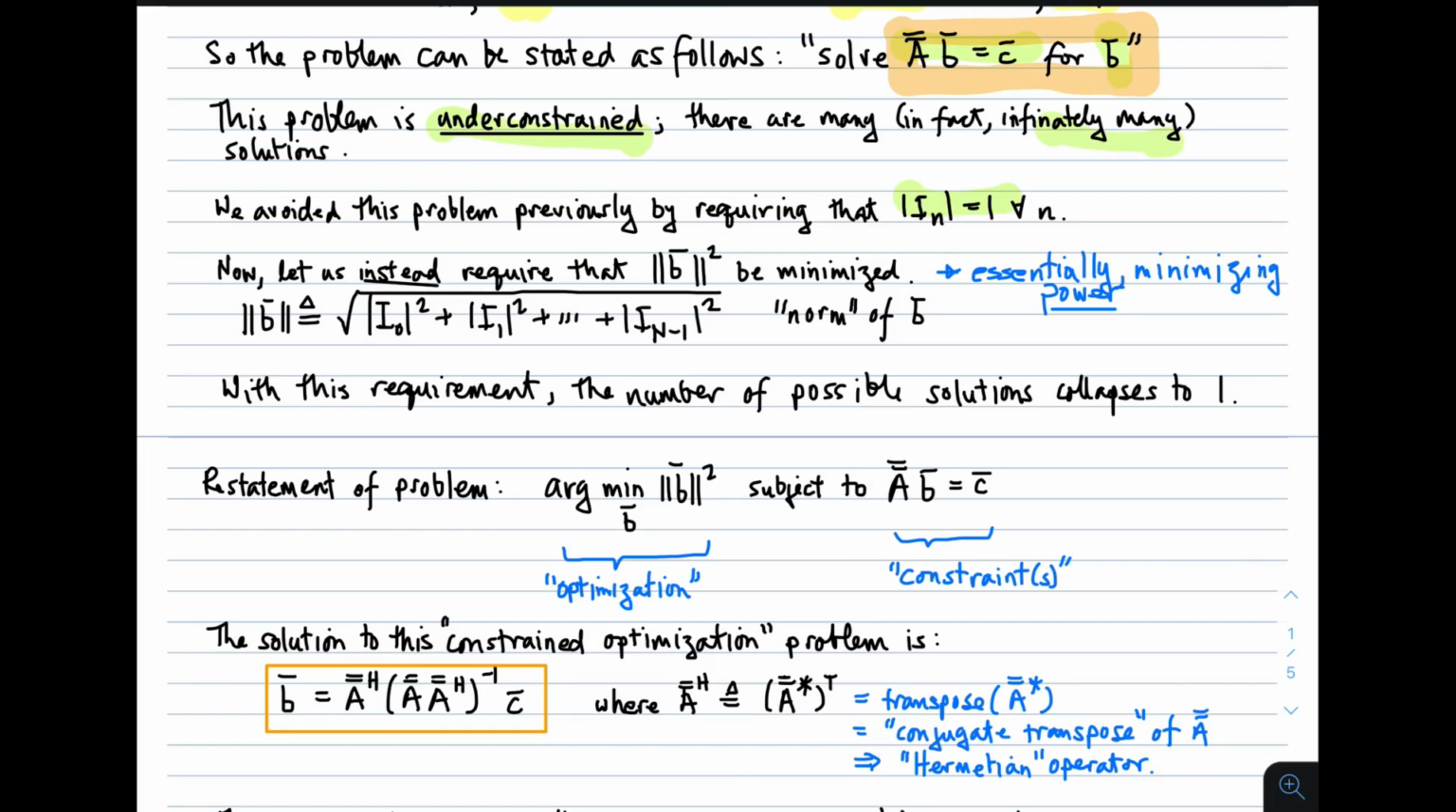And the way we're going to do that is to require that the norm squared of b be minimized. Now, first, what is the norm of b?